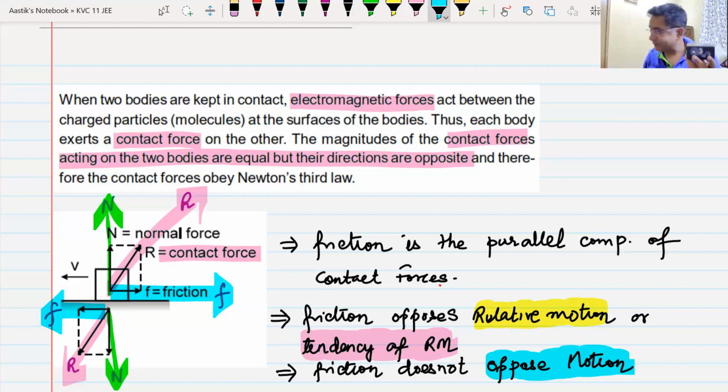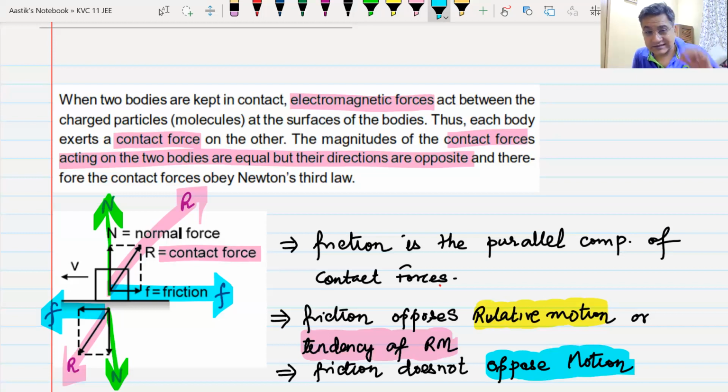This is a block, and something is kept on the block. When I move this block, this thing also moves. Why does this thing move? This moves because of friction. If there is no friction, it will not move, it will just fall. So the bottom line is, friction does not oppose motion.